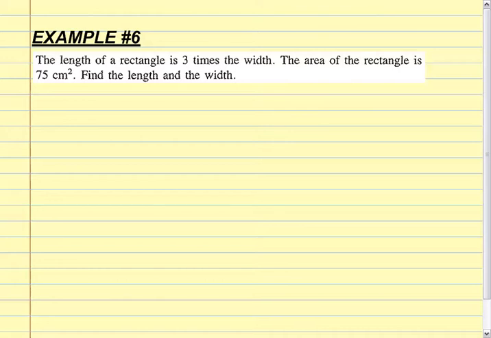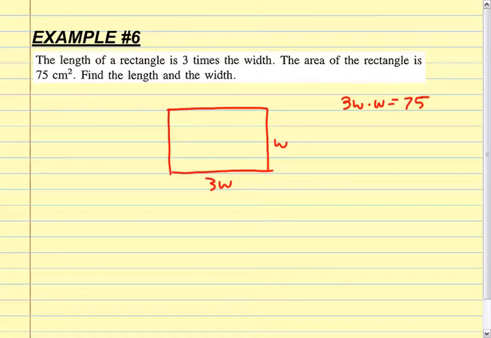All right, folks, example number 6. It says the length of a rectangle is 3 times the width. The area of the rectangle is 75 centimeters squared. Find the length and the width. Well, let's look at this rectangle here. Okay, here's its width. And it says that the length is 3 times the width. Now, it says the area of the rectangle is 75 centimeters squared. So that means that 3W times W, base times height, is equal to 75 centimeters squared.